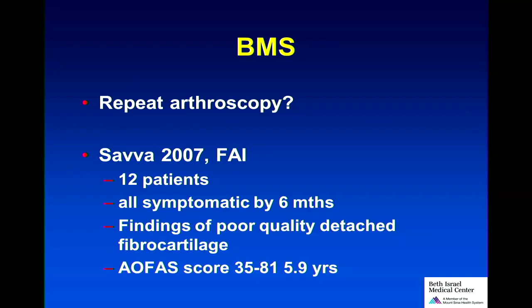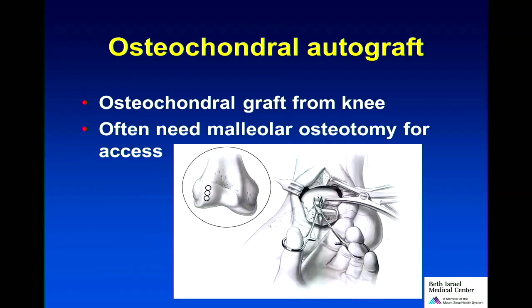Well, why not just repeat the arthroscopy? Sava looked at 12 of his patients who were still symptomatic 6 months after surgery and found that in most the fibrocartilage was detached. He debrided, actually didn't microfracture, and at 6 years after the second surgery, had a decent improvement of AOFAS scores. So certainly a possible solution. There are certainly some patients that maybe you didn't operate on, or that had a different post-operative course in terms of weight bearing or immobilization, that may have had reasons for failure of the bone marrow stimulation.